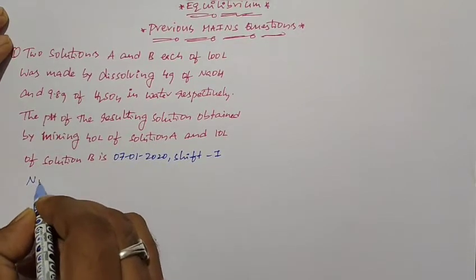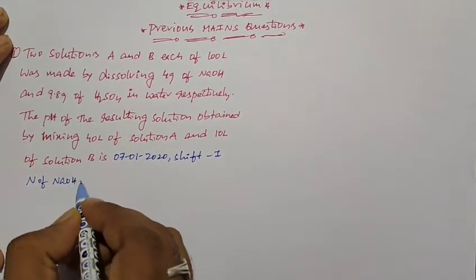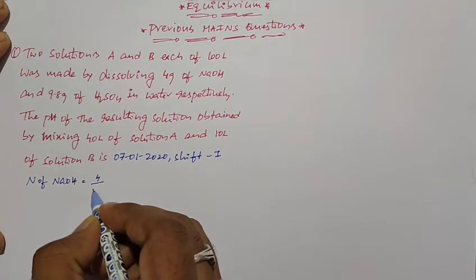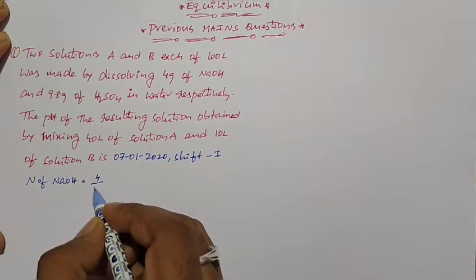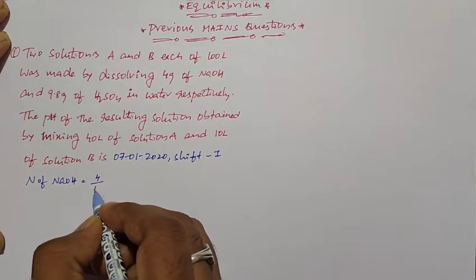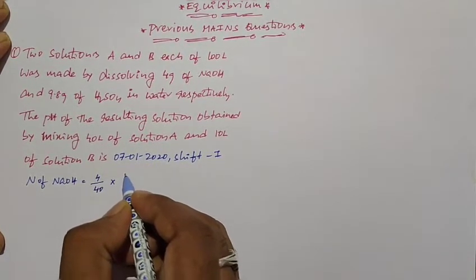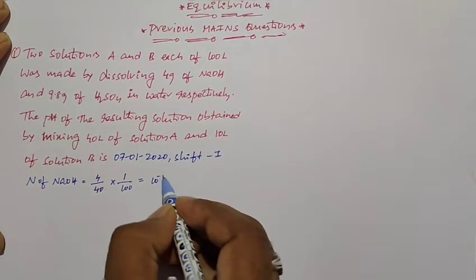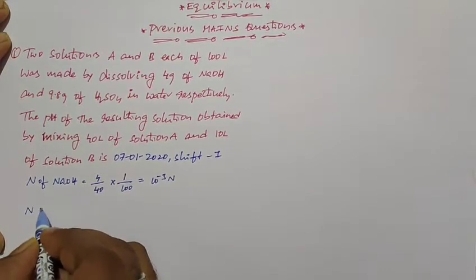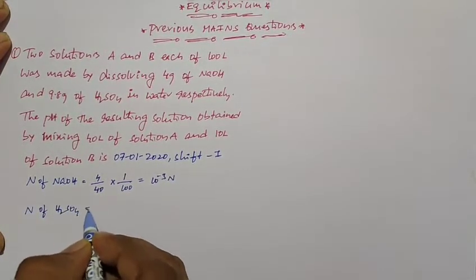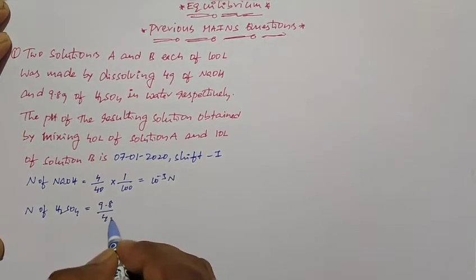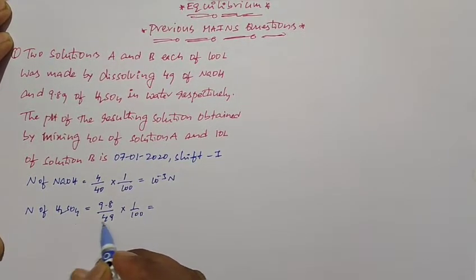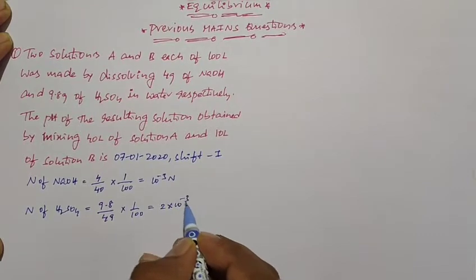So the normality of NaOH is weight by equivalent weight. NaOH is a monoacidic base. For monoacidic bases, molecular weight and equivalent weight are the same. So 4 by 40 into 1 by volume, 100 liters. Then you get 10 power minus 3 normal. Similarly, the normality of H2SO4 is 9.8 by 49 into 1 by 100. Here 49 is the equivalent weight of H2SO4. After simplification, we get 2 into 10 power minus 3 normal.